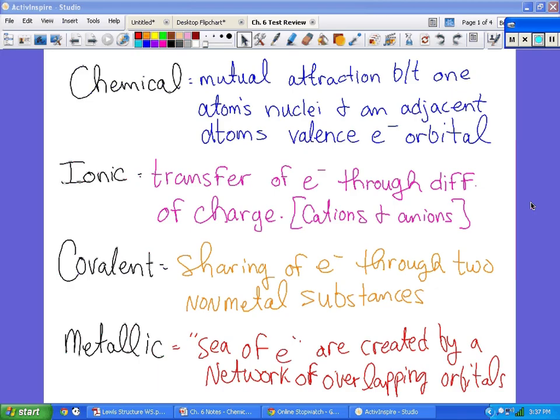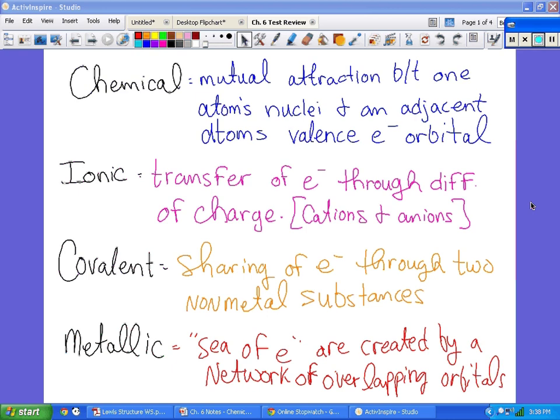The chemical definition is actually pretty spot on for what it needs to be. The key here is, is it focusing on one thing, or is it just talking about a broad definition? This one's just a broad definition of what is a chemical bond. It is a mutual, and why does it have to be mutual? If one doesn't want it, you're not going to have a bond. It's a mutual attraction between one atom's nuclei.